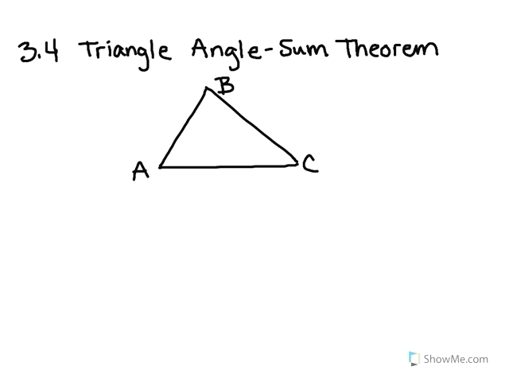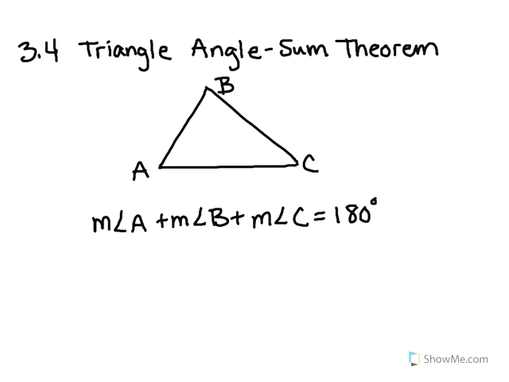In this tutorial, we're going to take a look at one theorem in particular, which is called the triangle angle sum theorem. And this is something that you have known for a very long time already. All it really states is that the sum of your three angles in any triangle all add up to 180 degrees. In other words, the measure of angle A plus the measure of angle B plus the measure of angle C equals 180 degrees. Let's take a look at a problem that uses this theorem.